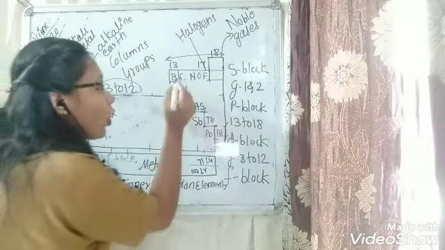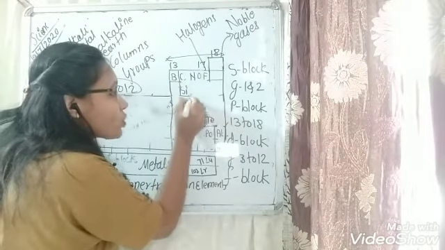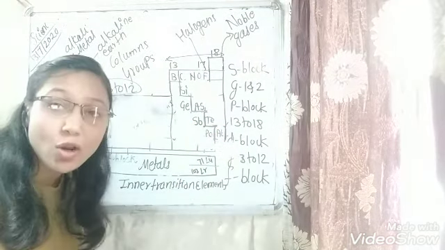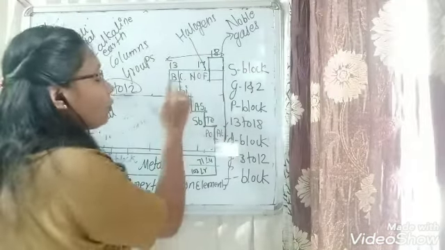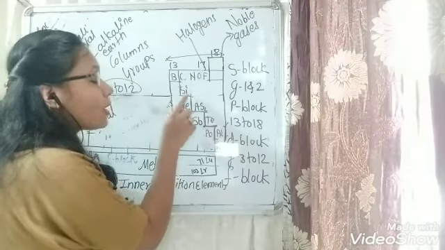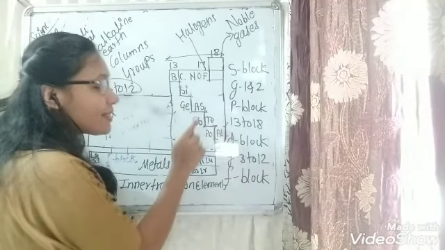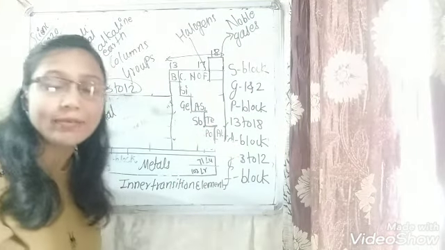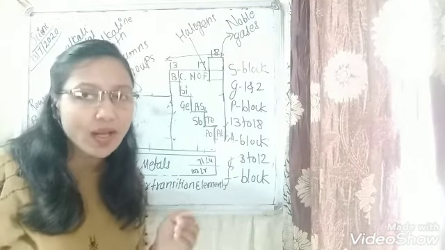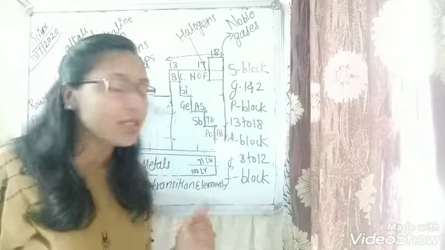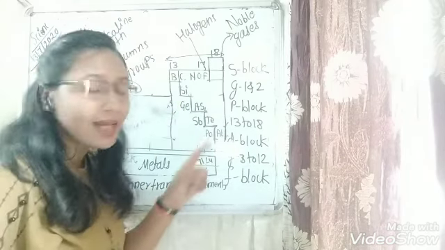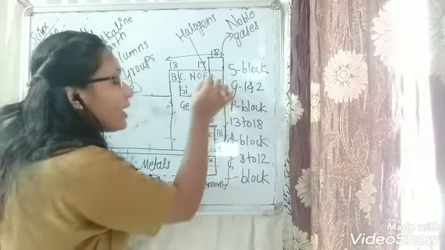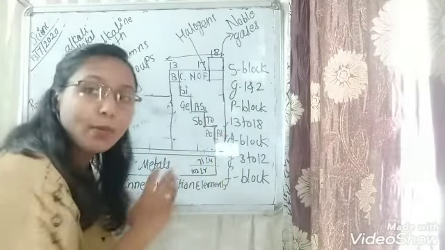But here you can observe one zigzag line is shown. In that zigzag line, the metalloids are present. And what are the metalloids here? Boron, silicon, germanium, arsenic, antimony, tellurium, polonium, astatine and technetium. So these are the metalloids which are present in the modern periodic table. They are shown by which line? Zigzag line. And to the right hand side of the metalloids, all non-metals are present.